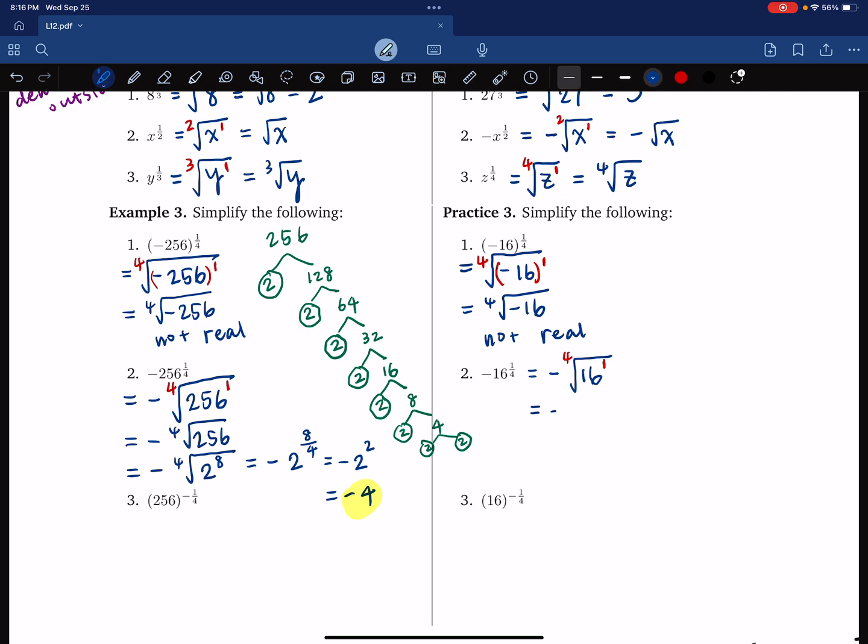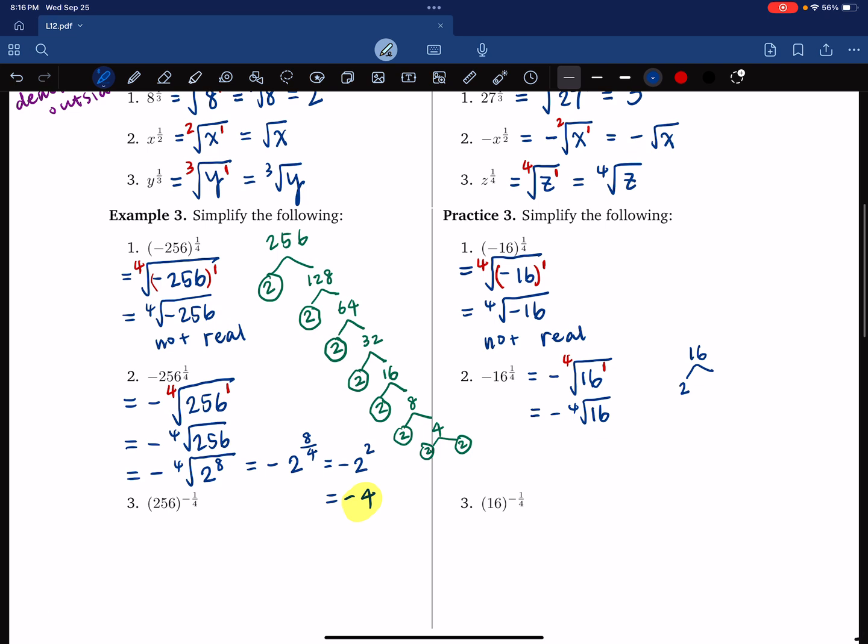And this is the same as negative 4th root of 16. And for 16, we could do the same thing, right? Do a tree diagram. 2 and 8, circle 2. And then 2 and 4, circle 2. 2 and 2, circle both. So your 16 is 2 to the 4th. This becomes negative 4th root of 2 to the 4th. We have 4 2's. And then we do the same thing, negative 2 to the 4 divided by 4, which is negative 2 to the 1st, and that's the same as negative 2. So your final answer is simply negative 2 right here.